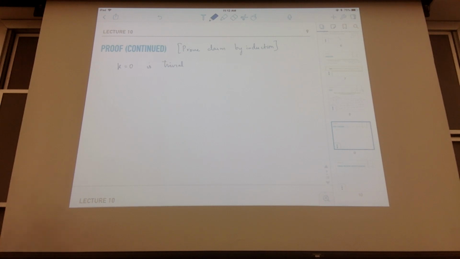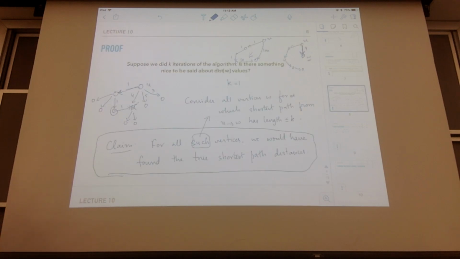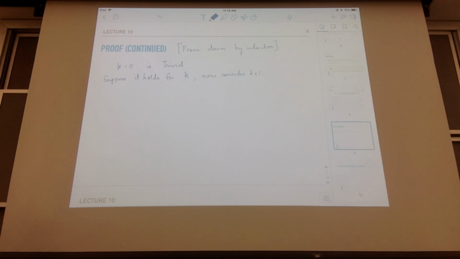Because you have not done any step of the algorithm, and therefore, there is nothing to show. There is only one vertex that has a 0 length path, that is U itself, right? So there is nothing to show. So suppose it holds for a certain k. Now consider k plus 1. Okay, so what happens now? So what do we need to prove now?